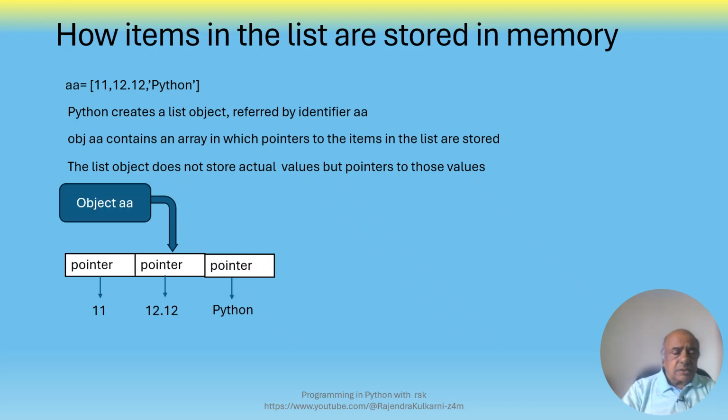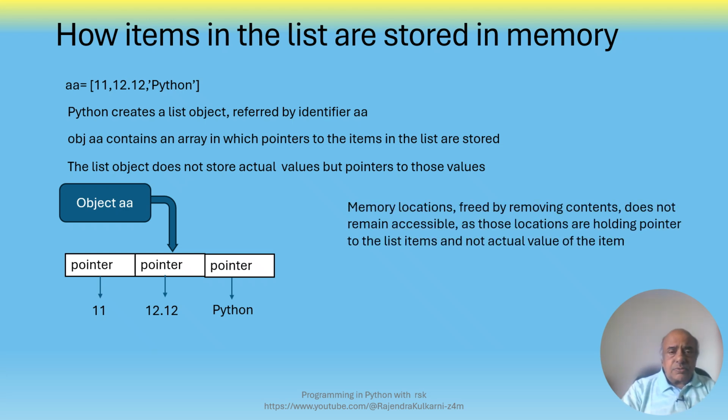This figure can give us a better understanding. This is object A, it is having an array of pointers. One pointer is pointing to the first item of the list, 11, and so on. So memory locations freed by removing the contents do not remain accessible, as those locations are holding pointers to the list items and not the actual value of the item.